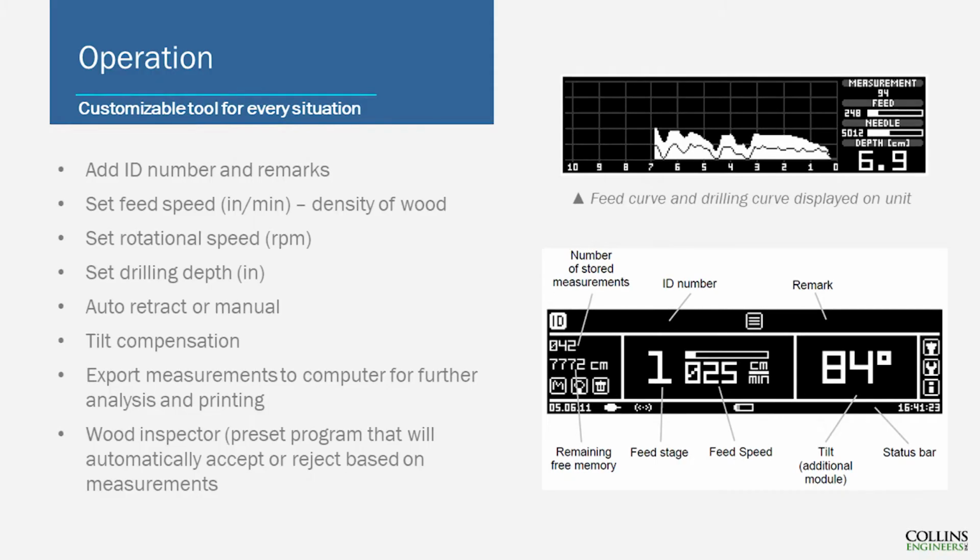A little bit of information on the operation here. This is the view of the display on the unit. You can see the drill curve in real time as you're drilling, so you know if you're getting good data or not. It will record and store each measurement as you take it on the machine. You can go back and view them. It has some built-in software that can actually automatically pass-fail something that you're inspecting.